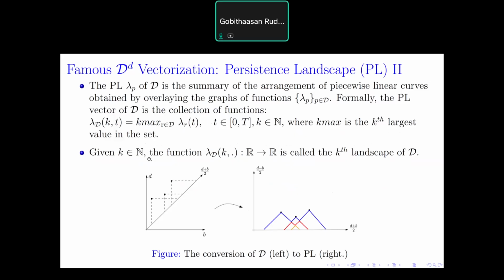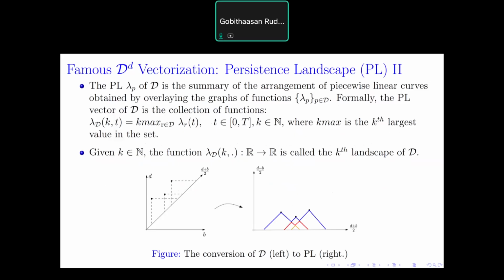So the steps again, just 3 steps. First, create a tent function, the triangular function, for each point, and then find the intersection. Of course, rotate first by 45 degrees to find the intersection, and then get the kth maximum layer. So each layer represents a feature. Okay, so that is how we do the persistence landscape.